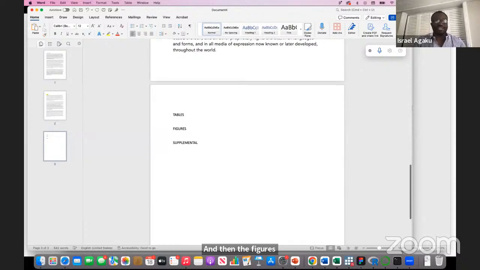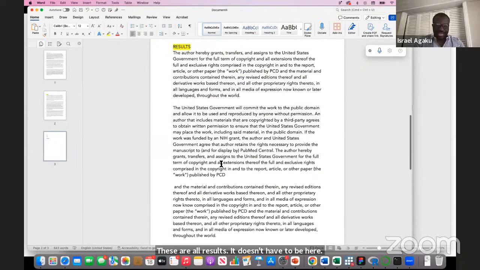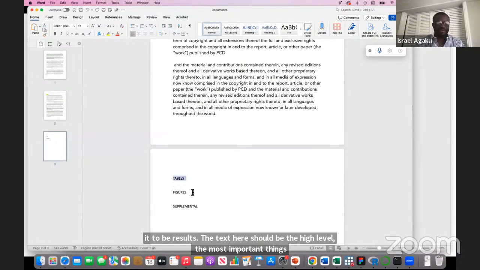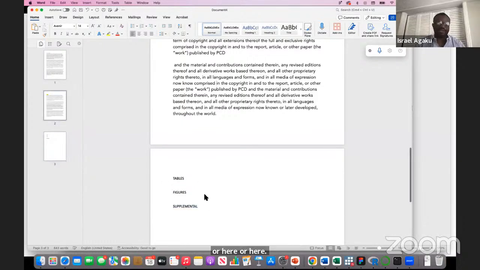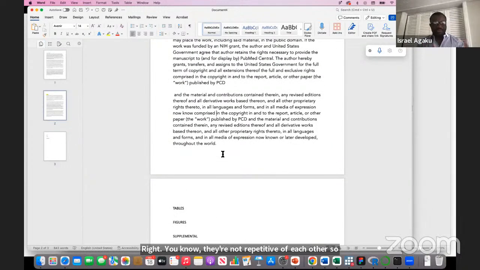These are all results. It doesn't have to be here for it to be results. The text here should be the high level, the most important things. Every other thing, you can leave it here, or here, or here. And you want to make sure that these 4 parts are not redundant, you know, they're not repetitive of each other. But these are all 4 places where you can put results.